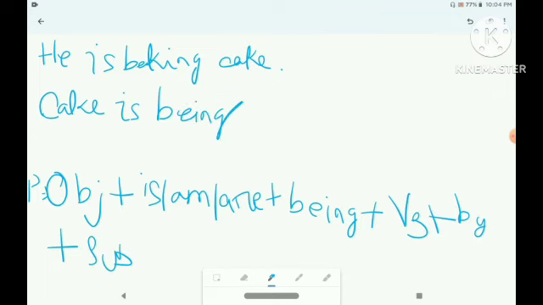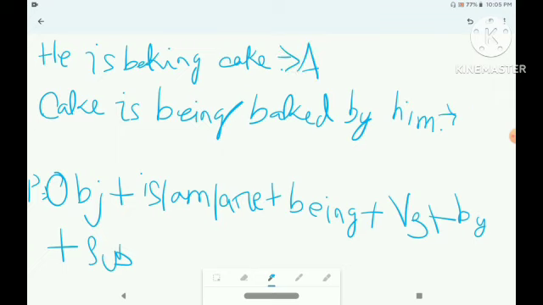The third form of baking is baked. Now we have to next add by. He, change it to object form, that will become him. So this is in active voice, this is in passive voice. Understood? Yes? Any doubts? You can comment in the comment section, so that I will be fortunate that my students are asking me doubts.